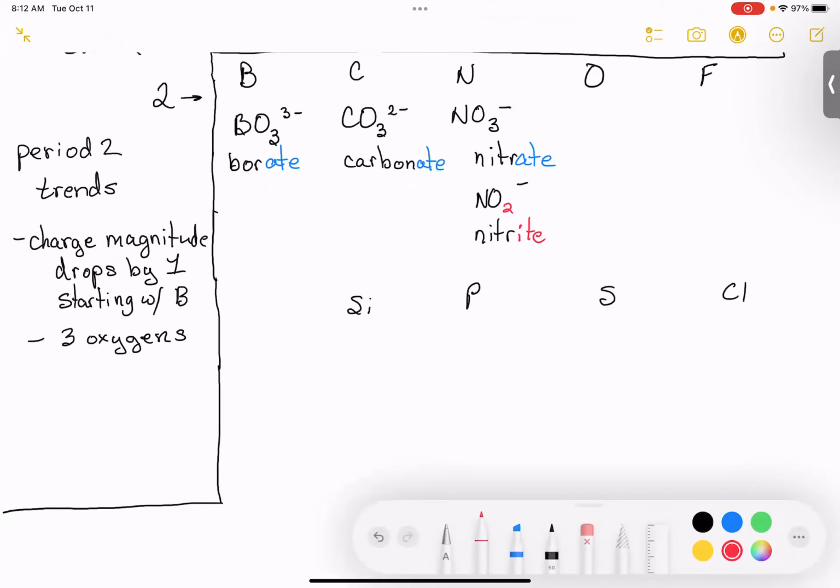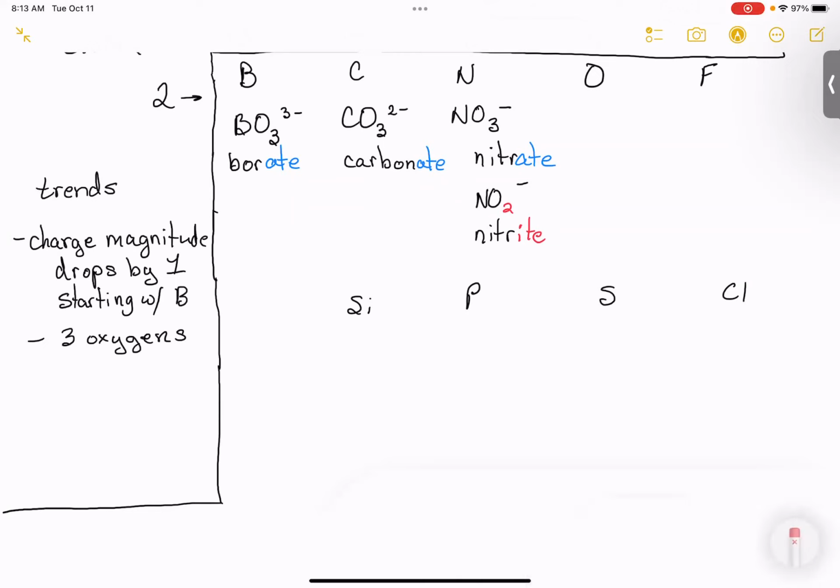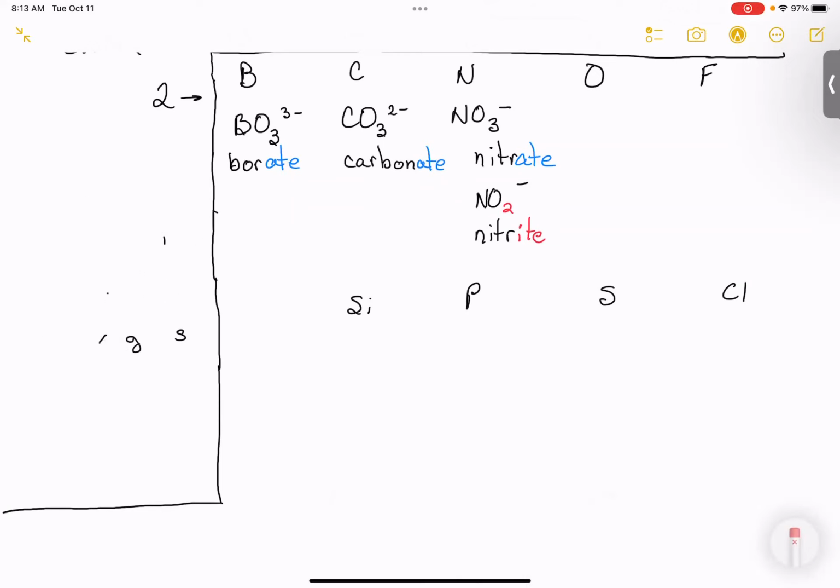Next, we're going to move into period 3 through 7 trends because they're all the same. In other words, period 2 is a little bit different. It's going to be treated slightly different than all of the rest of them.